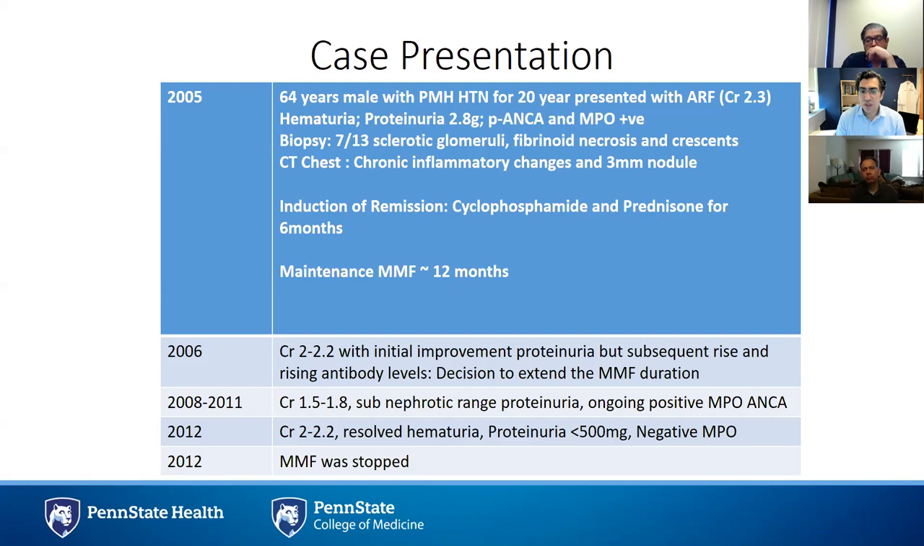So the patient was treated with induction of remission therapy, cyclophosphamide and prednisone, for 6 months. This is back in 2005. And then the maintenance regimen used at that time was mycophenolate mofetil for 12 months.